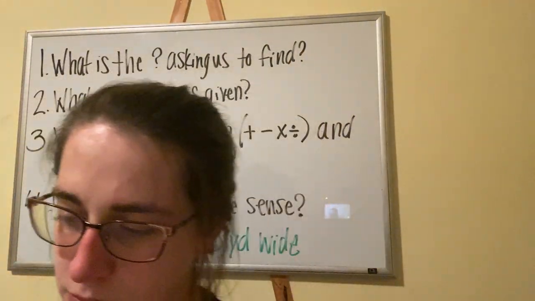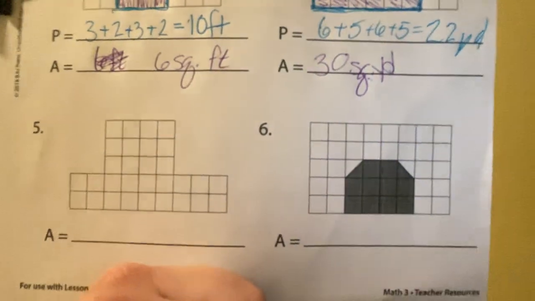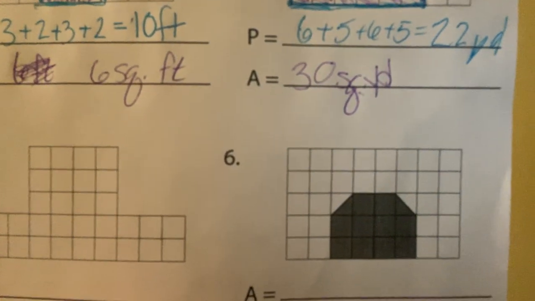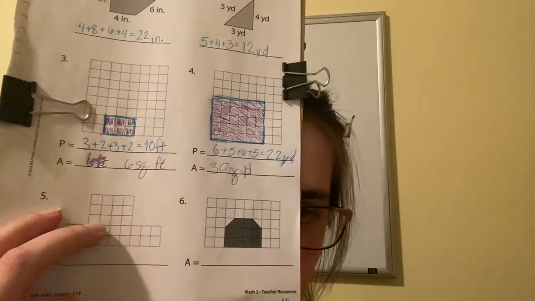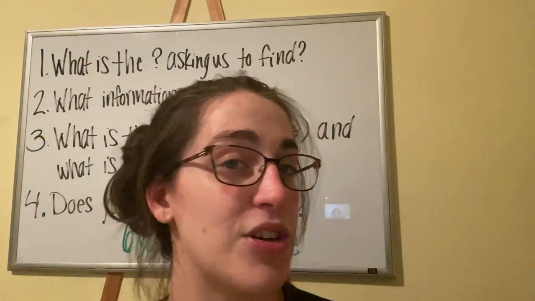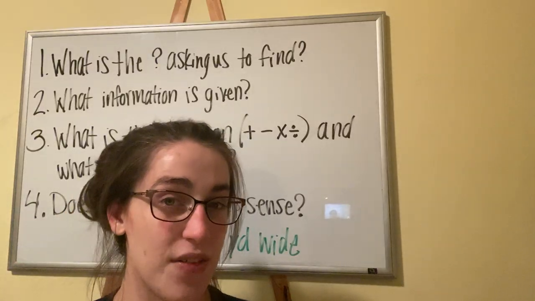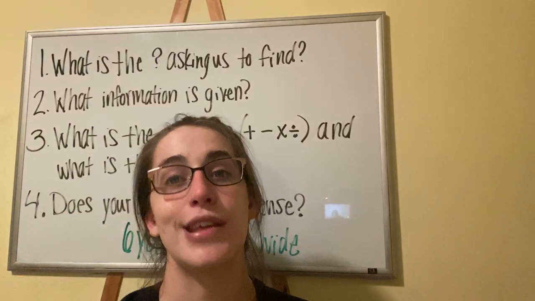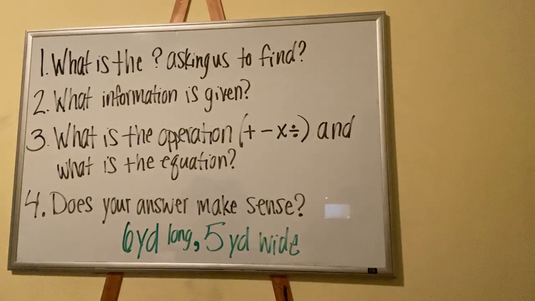Okay. Alrighty. Now I want you to look at number 5, down here at the bottom. Each square in this shape, each square inside here represents one unit. We are not told what the measurement is. This time it doesn't say yards or inches or miles. When it doesn't have a label like that, you just call it a unit, like a unit of measurement, okay? For number 5, each square represents one square unit.